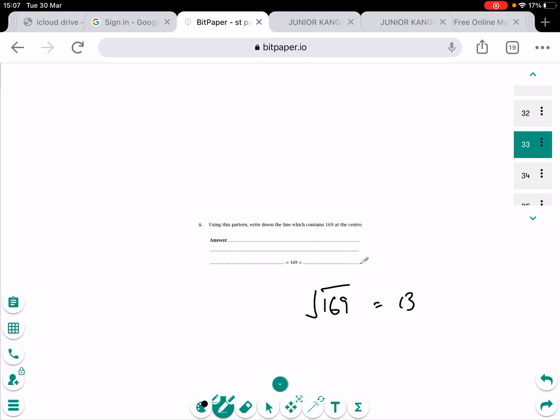So we know we need the first 13 odd numbers. So therefore it's 1 plus 3 plus 5 plus 7 plus 9 plus 11 plus 13 plus 15 plus 17 plus 19 plus 21 plus 23 plus 25. That's the answer for this question.